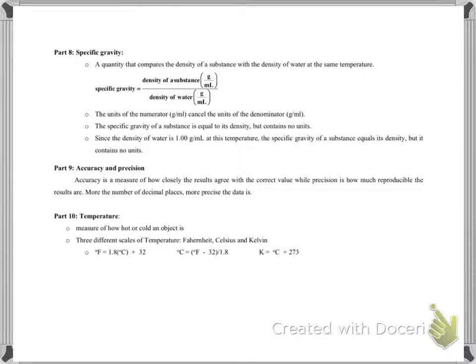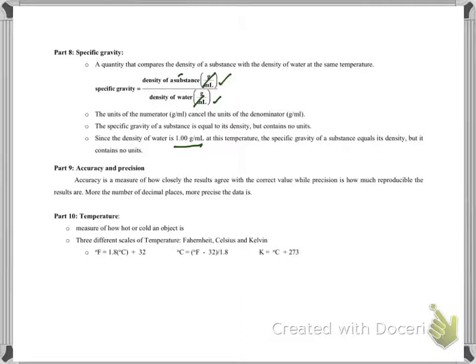Next is the specific gravity. Specific gravity basically compares the density of a given substance with the density of water. And if I have density in the numerator as well as in the denominator, then what's going to happen? The units cancel out, and that's why we say the specific gravity is equal to the density of the substance, but with no units. Now, since the density of water is 1 gram per ml, that means specific gravity will be equal to its density, but no unit.